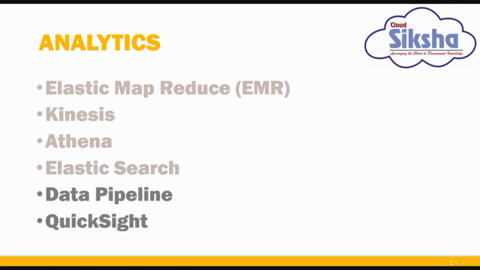Another service when it comes to analytics is known as Data Pipeline. Now, this helps you to reliably process and move data between different AWS compute and storage services, or you can also move from on-premise data stores at specified intervals. With AWS Data Pipeline, you can regularly access your data where it is stored, transform the data, process it at scale, and efficiently transfer the results to AWS services such as S3 or RDS or EMR or DynamoDB and so on.